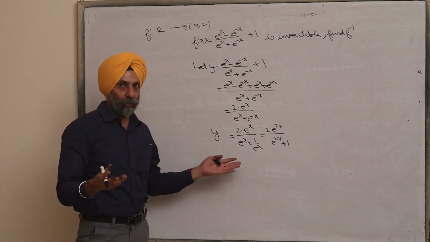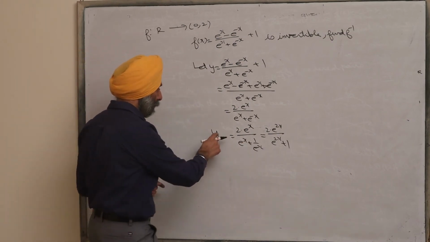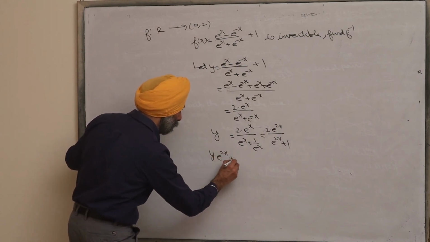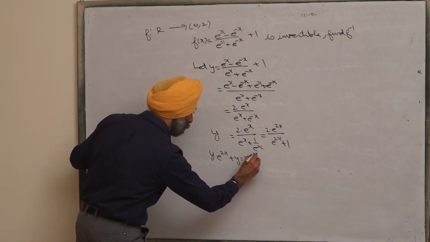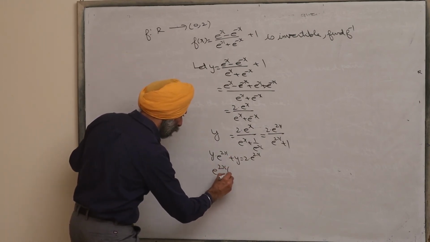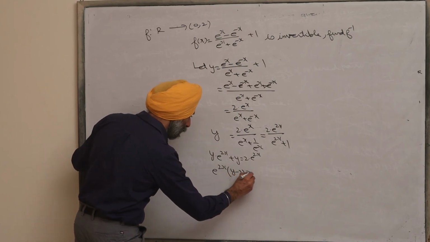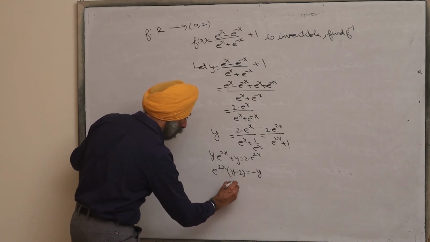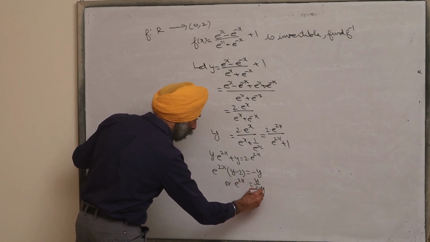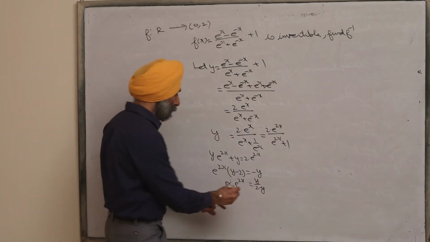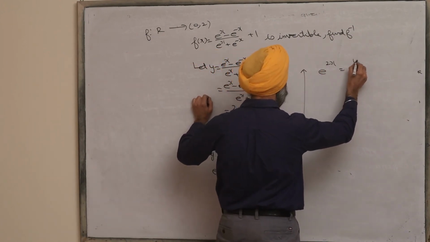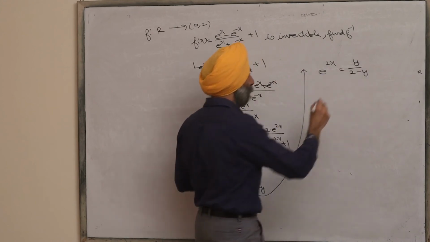So once again the purpose is to write down x in terms of y, cross multiply the terms. y into e raised to power 2x plus y is equal to 2 times e raised to power 2x. So from here I can write down e raised to power 2x into y minus 2 is equal to minus y, or what is that? e raised to power 2x is y upon 2 minus y. So from here e raised to power 2x is equal to y upon 2 minus y.